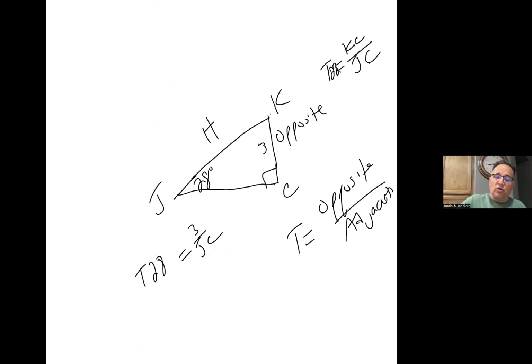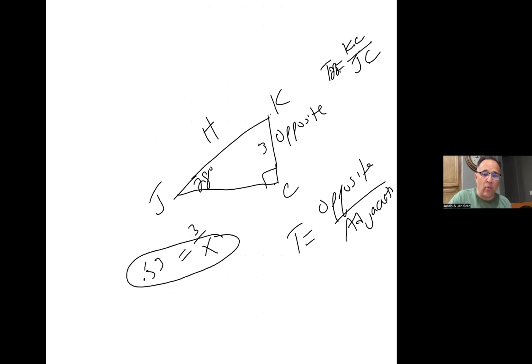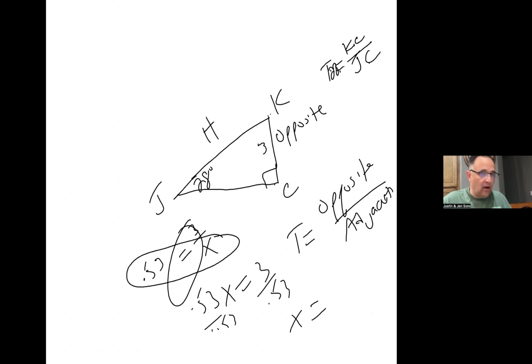Okay. So tangent 28, I said was 0.53. So instead of this tangent 28, I'm just going to write the numbers that it produced for me. 0.53. I'm going to call JC X because that makes it easy. That's what we're solving for, right? So instead of saying line JC, I'm just going to call this X. So now all I have to do is cross multiply. So I have 0.53X is equal to 3, divided by 0.53, divided by 0.53, and you're going to get X or JC is equal to 3.